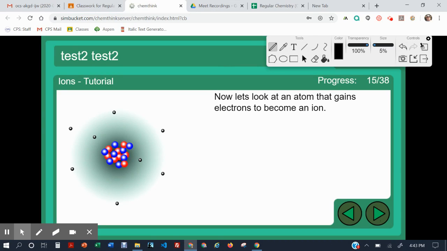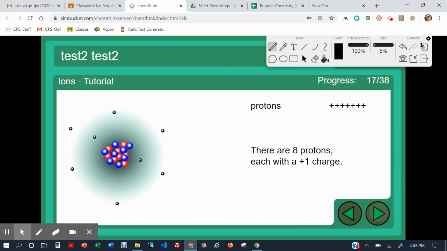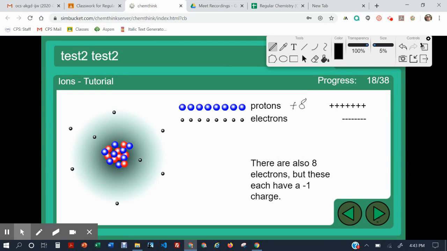Now let's look at an atom that gains electrons to become an ion. Pictured at the left is an oxygen atom. Let's count the particles. So there are 1, 2, 3, 4, 5, 6, 7, 8, 8 protons, so that's 8 positives. So that'd be +8. There are also 8 electrons. 1, 2, 3, 4, 5, 6, 7, 8. So that'd be -8.